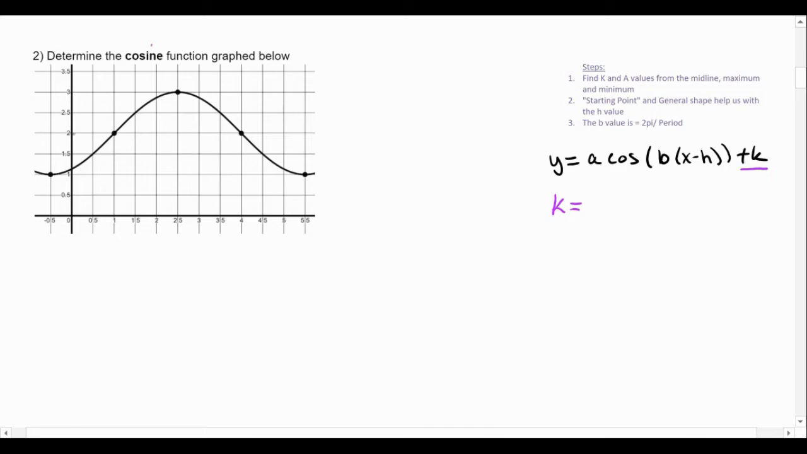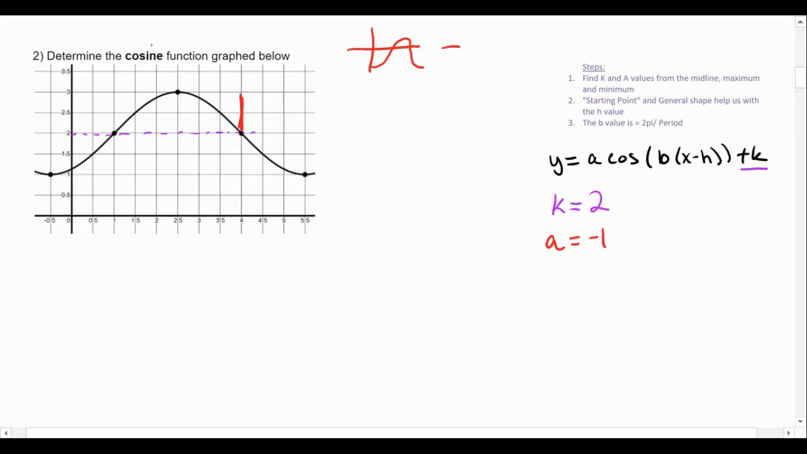I can see the center horizontal line here is at 2, so that means that my k value is at 2 as well. Then my a value, two things I have to look at for the a value. First of all, the distance between the midline and the maximum, and then also if it's going to be positive or negative. What I see here is that my cosine function looks like it's actually going to be starting at the minimum here and then coming back down to the minimum, meaning it's going to be negative. And I can see here that the distance between the midline and the maximum is just 1. So my a value is going to be negative 1.